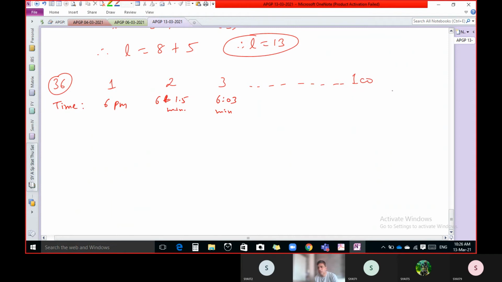So let us use the formula, last term equal to A plus, where A is 6. What is the formula? L equals A plus (n − 1) into d. So here n − 1 is 99 and the difference is 1.5. Tell me the answer. 99 into 1.5. Sorry, not add 6 yet. What is 99 into 1.5? 148.5.